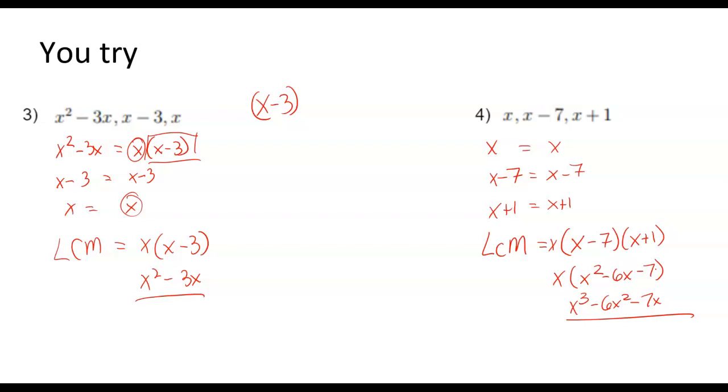In number 4, we have x, x minus 7, and x plus 1. I'm going to tell you right now, these are their own prime factors. These are all prime factors, right? And that means that our least common multiple is going to be an x, an x minus 7, and an x plus 1, which means when we multiply them together, we're going to get x cubed minus 6x squared minus 7x.